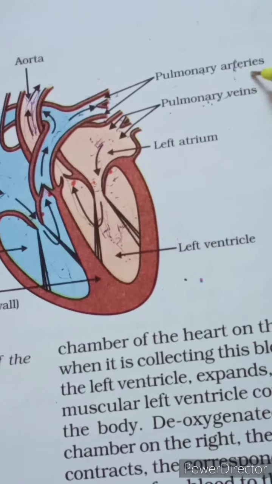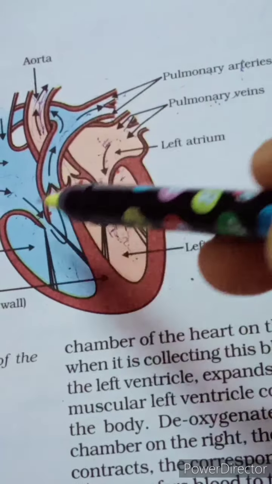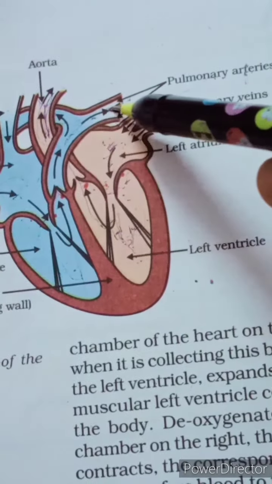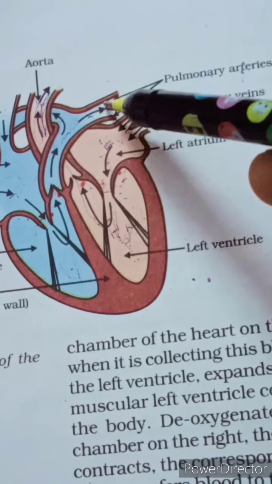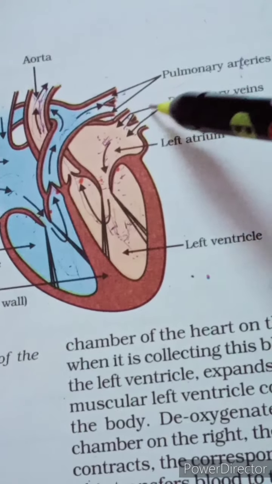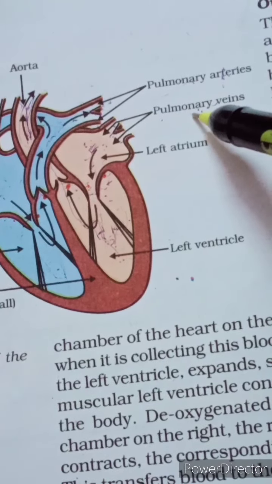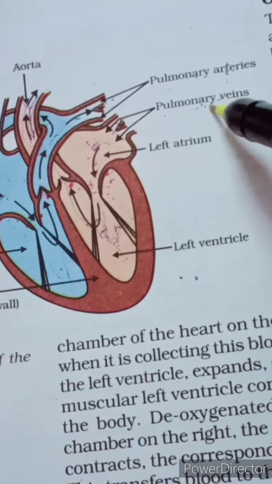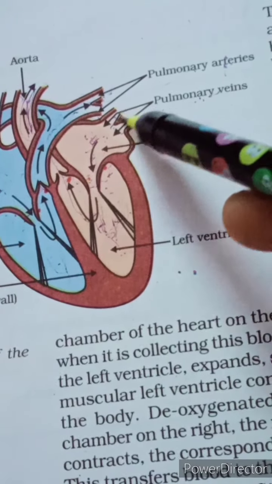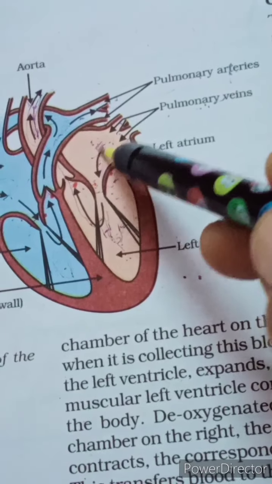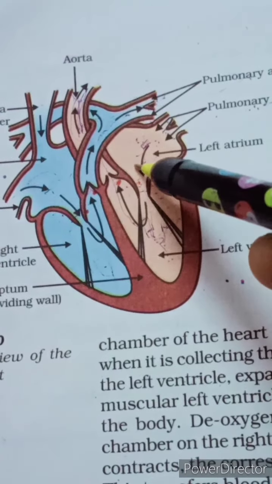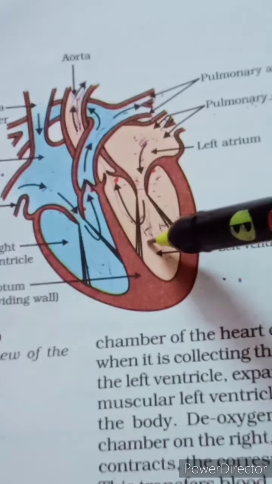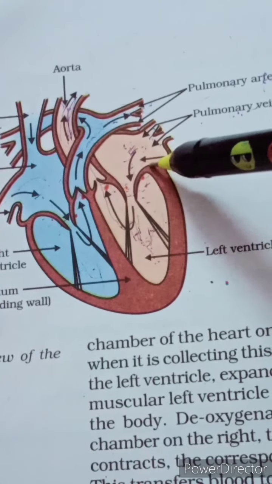As you know, all the arteries carry pure blood except the pulmonary artery. So here you can see it collects the deoxygenated blood from the right ventricle and it goes to the lungs for purification. After oxygenation, the blood returns through another vessel called the pulmonary vein. And you know that all the veins carry impure blood except the pulmonary vein. So it takes the oxygenated, pure blood from the lungs into the left auricle when it is in the relaxed condition.